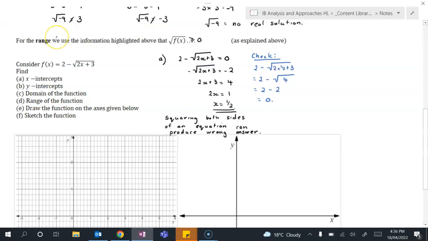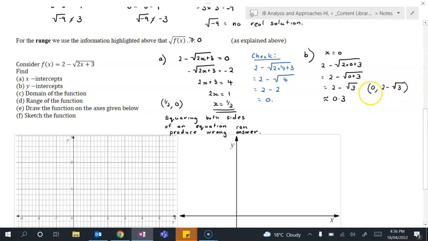So x equals a half is correct, so my x-intercept is (1/2, 0). My y-intercept: when x equals 0, I get 2 take the square root of 2 times 0 plus 3, which will be 2 take the square root of 3. The square root of 3 is approximately 1.7, so this is approximately 0.3. Now the y-intercept I'll write down as (0, 2 take root 3). This answer here is for when I come to graph it.